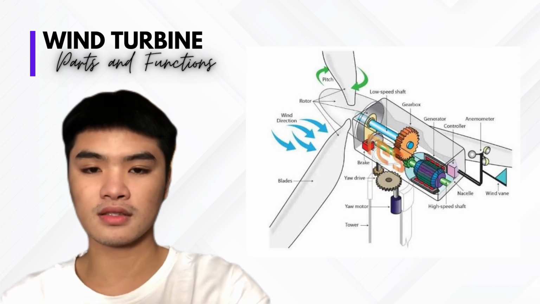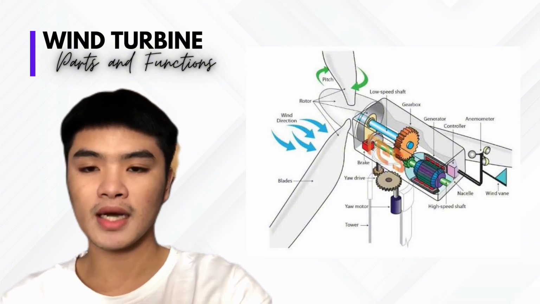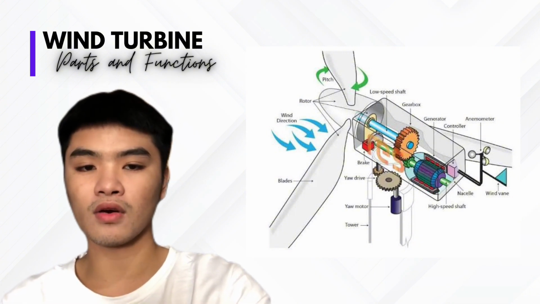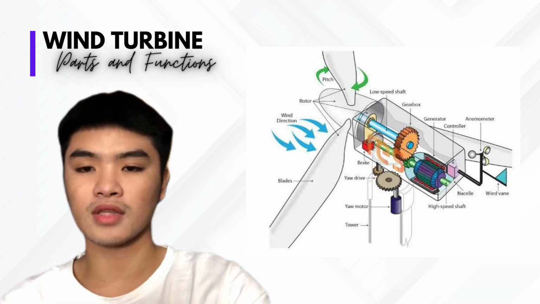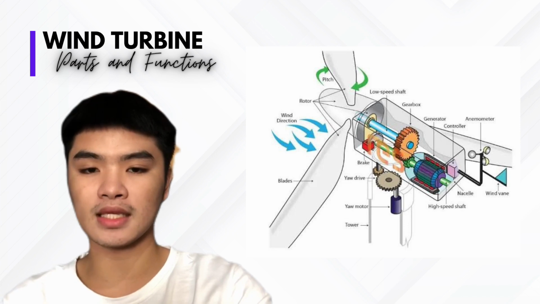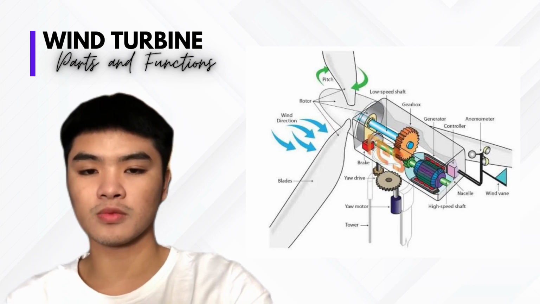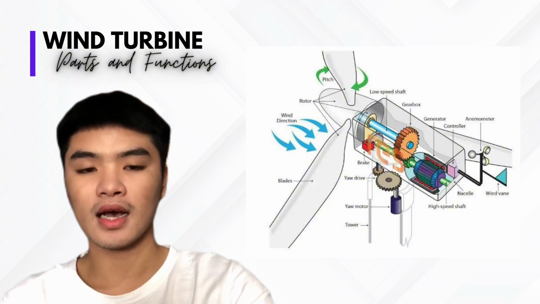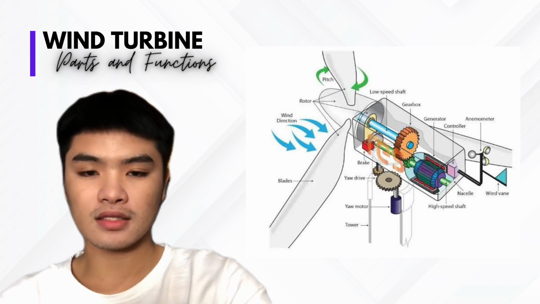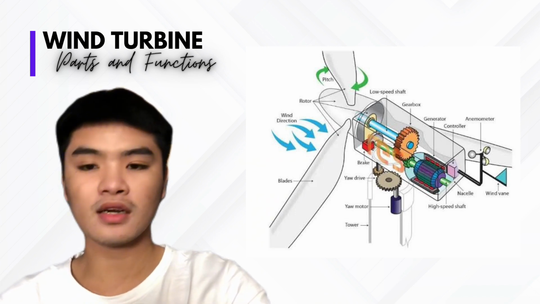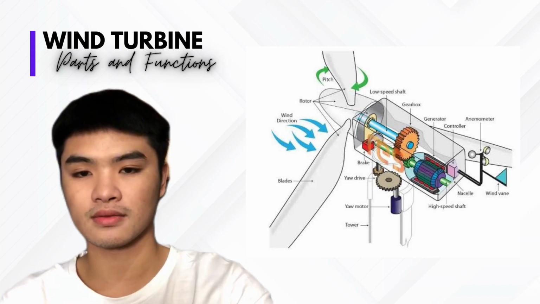Let's now discuss the function of its individual parts. The vital parts inside the nacelle are all interconnected with the blades, and the blades are being attached to the hub. And then once the blades rotate, it will cause the rotation of the low-speed shaft, gearbox, high-speed shaft, and generator. And as we could notice, we have here the brake, and the next presenter will discuss it.